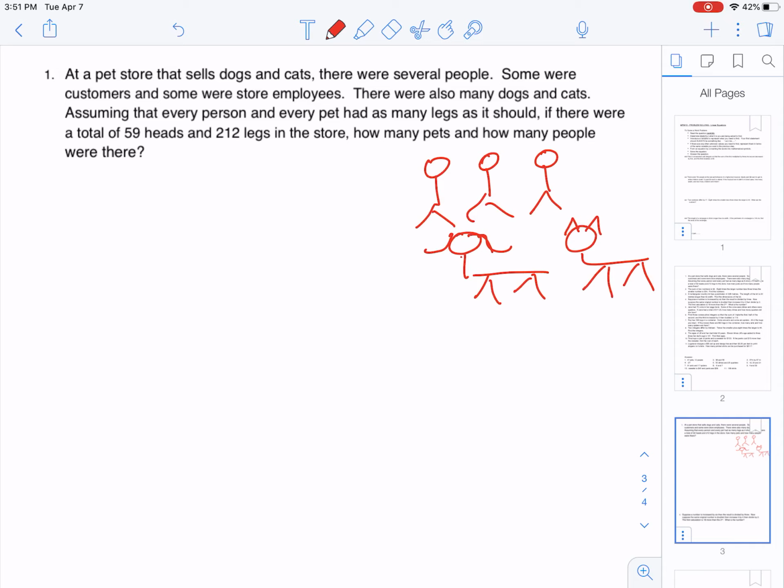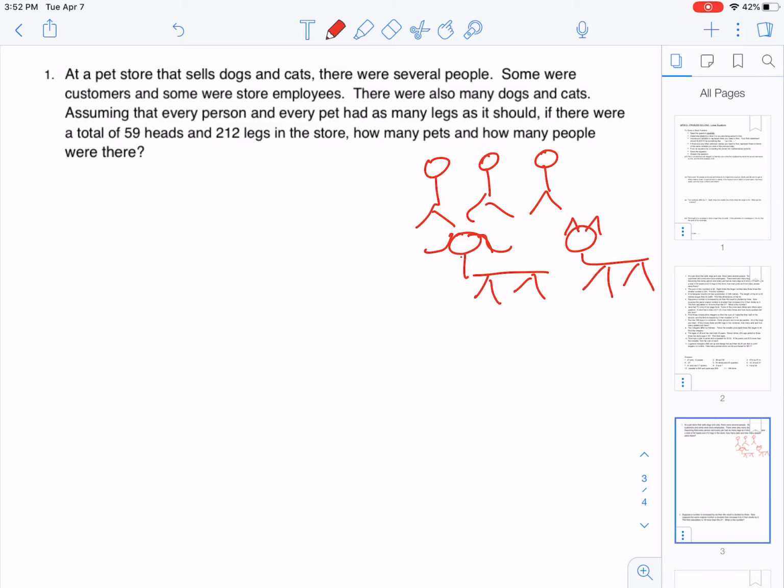Some of the people were customers and some of them were employees, but they were still just people. Didn't really matter if they were customers or they were employees. And there were also many dogs and cats. Okay, assuming that every person and every pet had as many legs as they should, if there were a total of 59 heads and 212 legs in the store, how many pets and how many people were there?